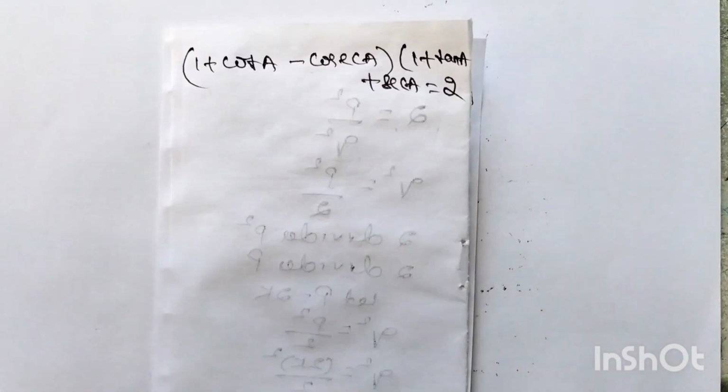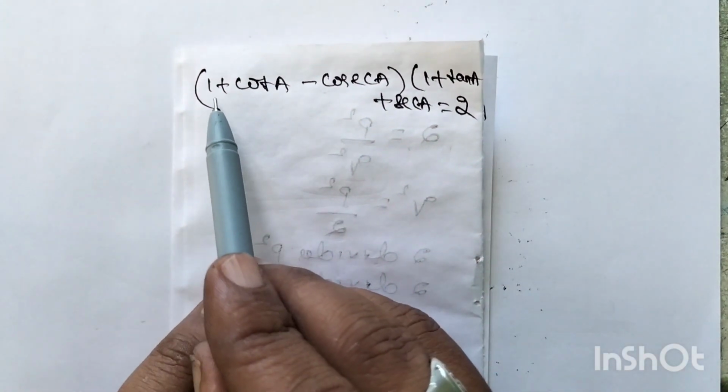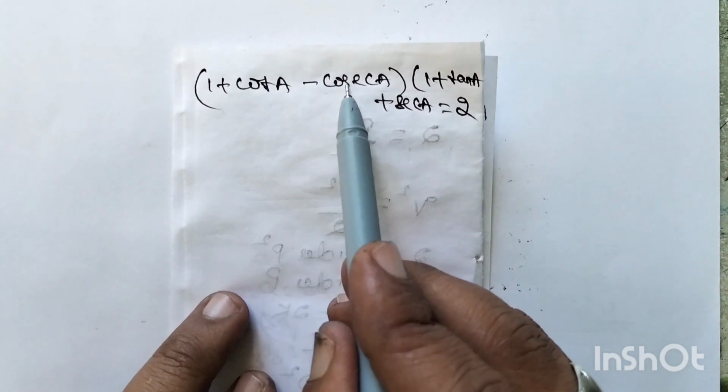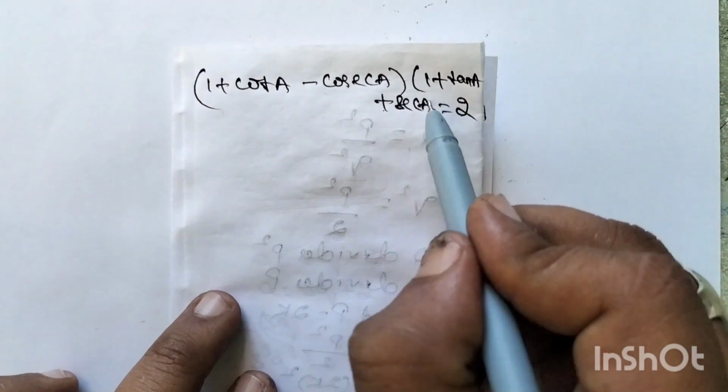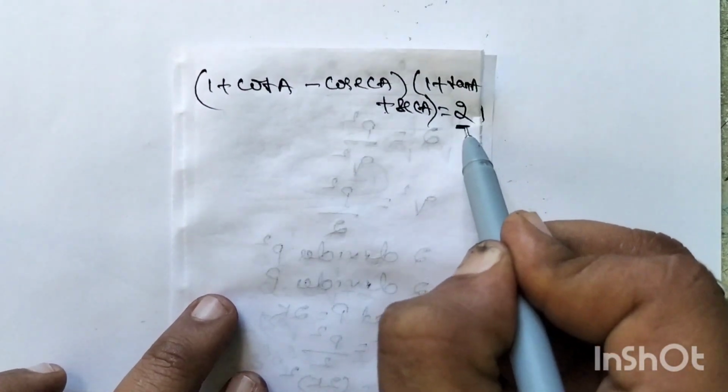Let us solve that question of internal choice question. So what we have to prove is: 1 plus cot A minus cosecant A into 1 plus tan A plus secant A is equal to 2. You have to get 2.